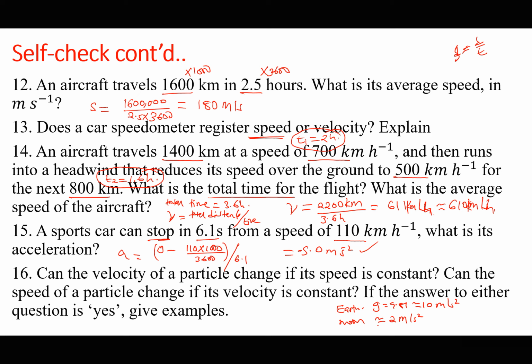So you should have an idea about the estimates of some of these quantities, especially the acceleration of free fall, that is, acceleration due to gravity on the Earth and on the moon. Then you should have at least an idea about the acceleration of a family car, which is about 2 meters per second squared. I think those are the only estimates you need to recall at this level.